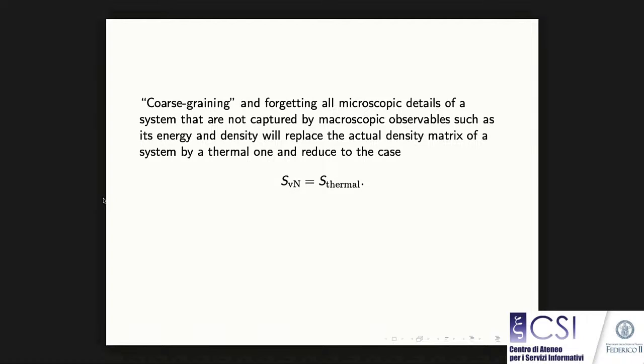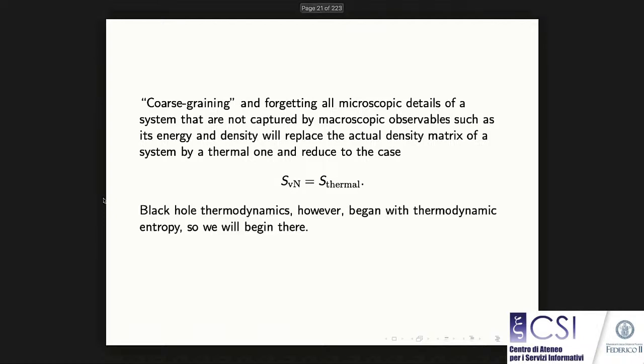Now, coarse graining and forgetting all microscopic details of a system that are not captured by macroscopic observables replaces the actual density matrix by one in which you have no knowledge of the detailed microstate, and you say the microstates are all equally likely. That's a thermal density matrix, and reduces to the case that the von Neumann entropy equals the thermal entropy. However, black hole thermodynamics began with thermodynamic entropy, so we will begin there.